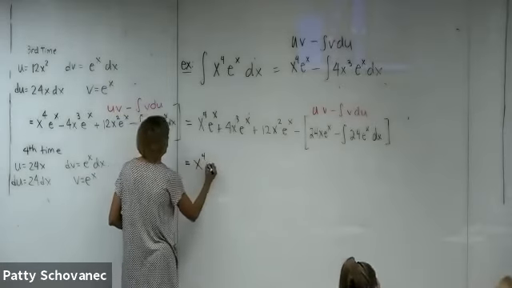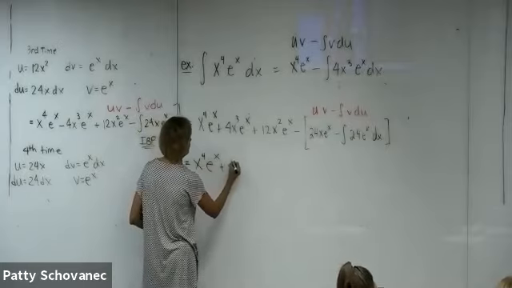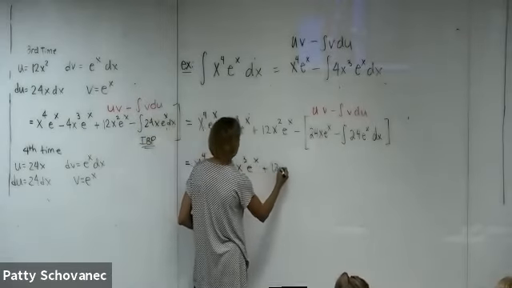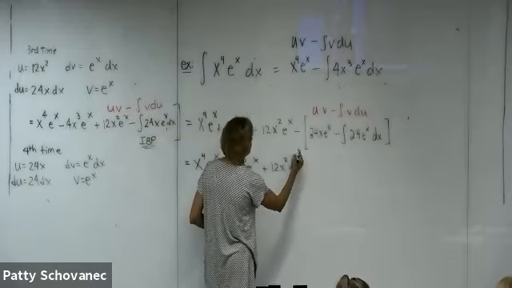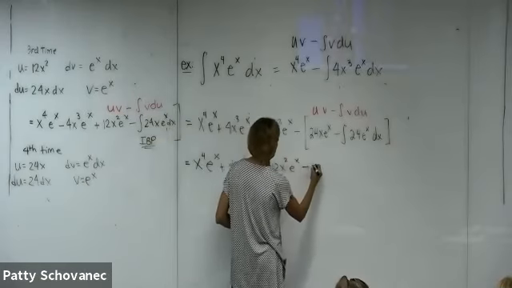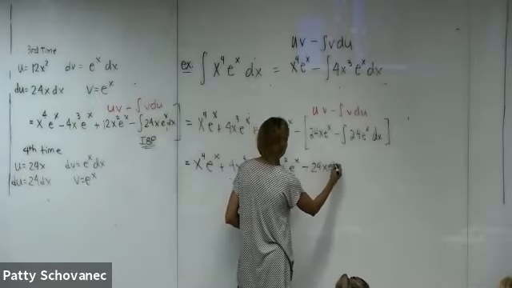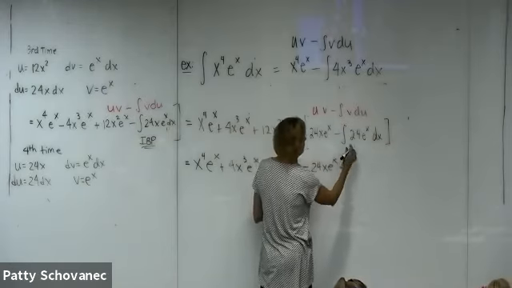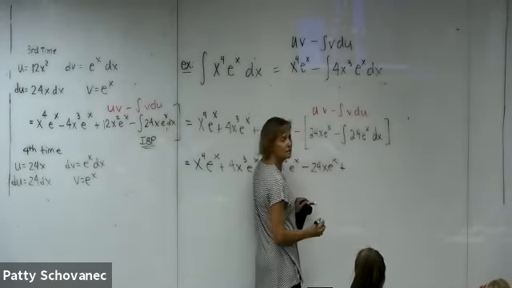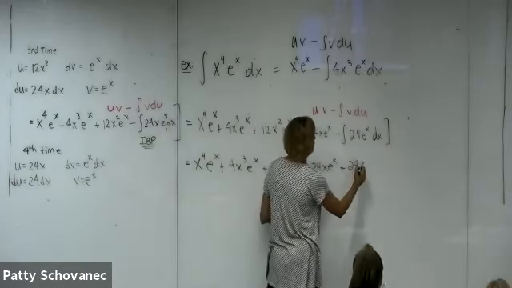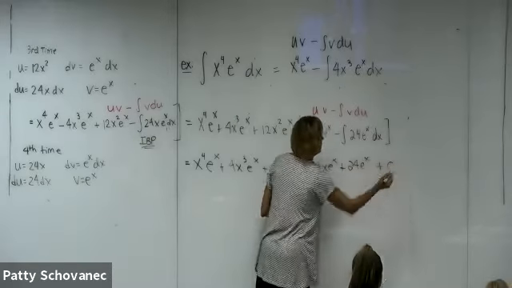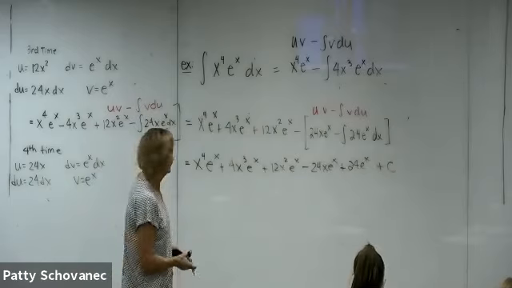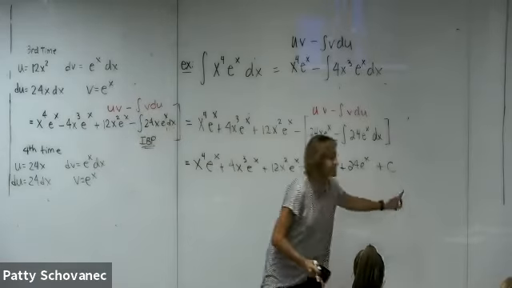So here's your antiderivative: x to the fourth e to the x, plus 4x cubed e to the x, plus 12x squared e to the x. Distribute the minus sign, minus 24x e to the x. Keep distributing the minus sign, so plus, the integral of 24 e to the x is 24 e to the x. Let everybody know you're done. Maybe you want to check your answer, see if the derivative of this works.